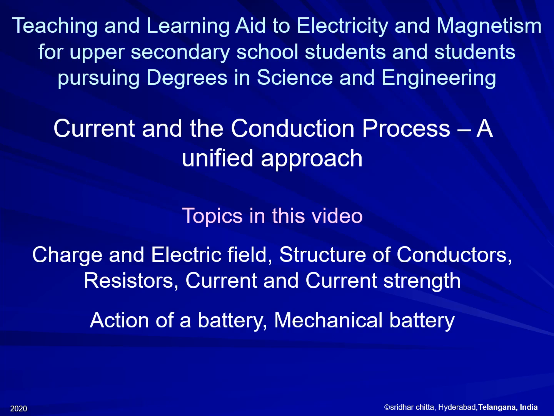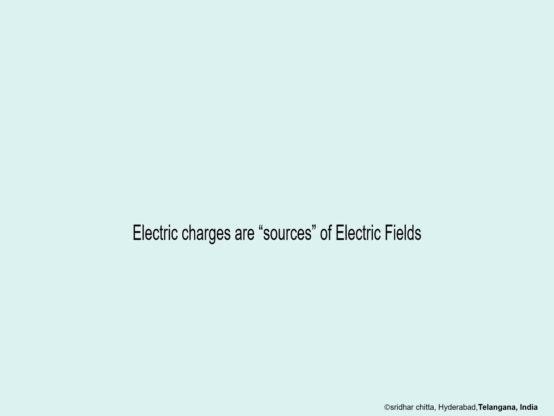This is followed by a description of the action of a battery and a mechanical battery. Following this, I will discuss the production of a uniform electric field in a simple DC circuit, and then we will learn how to visualize current.